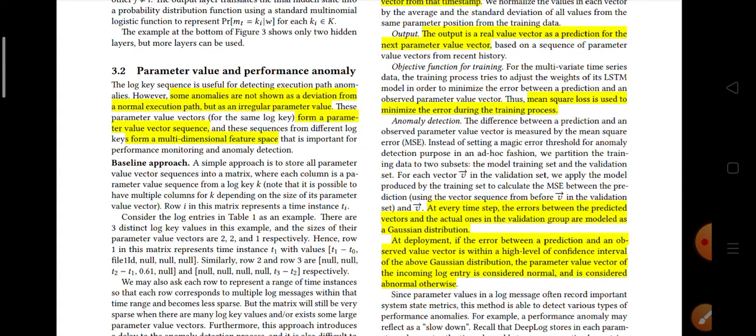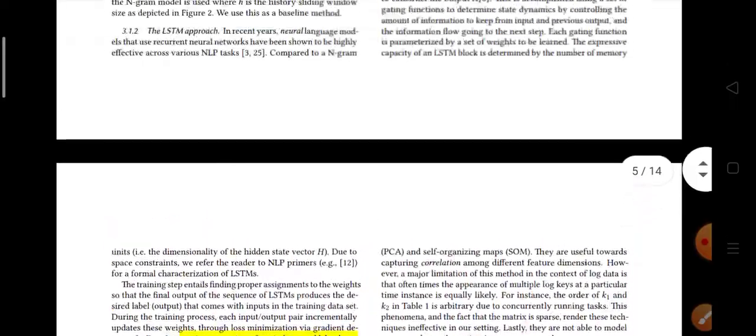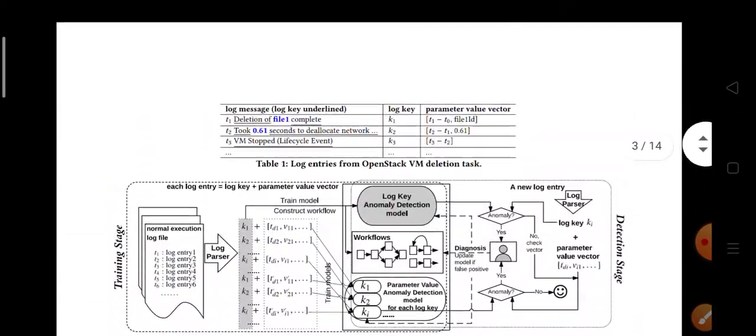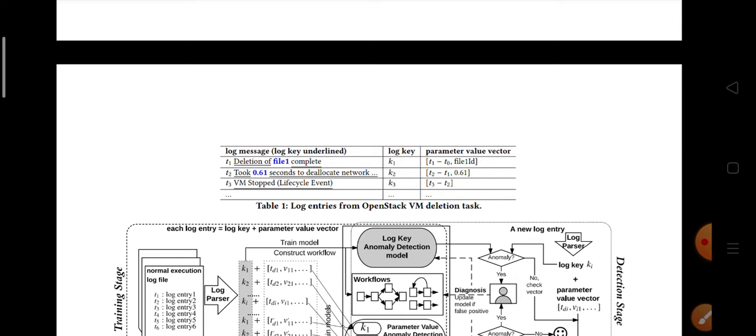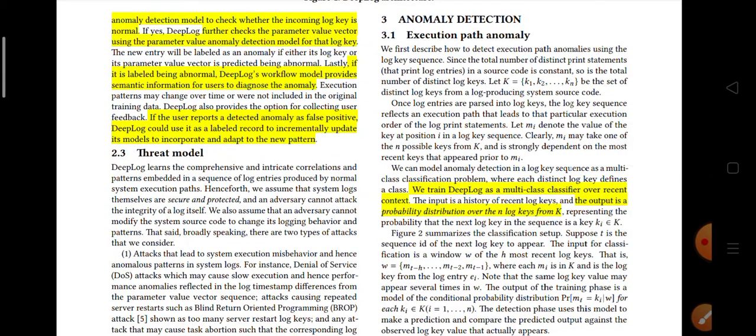For that, with these parameter vectors as input, they created one more LSTM model. See the parameter vector in this table, you can see that this is a vector. The first row has two elements, the second row also has two elements, 0.61 at that time, and the third one doesn't have any parameter. So the parameter vector length can vary. For some messages, parameters might not be there.